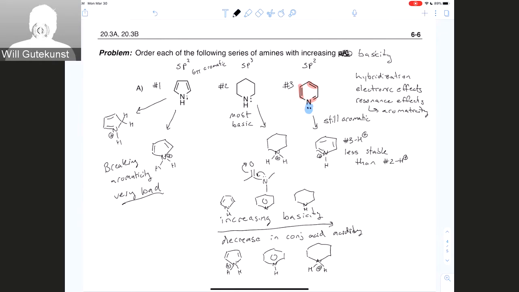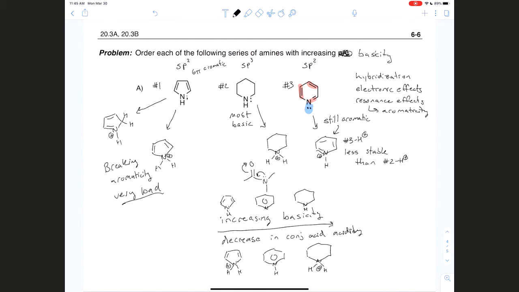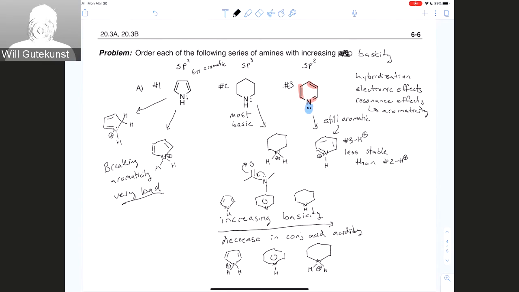So after it gets protonated, this ends up still being aromatic, whereas whenever you try to protonate pyrrole, it ends up losing its aromaticity. So it either needs to use the pi bonds or the lone pair of the nitrogen that are actually involved in aromaticity. Because it's still aromatic, it's just more basic. So it's more or less we're looking at competing factors.